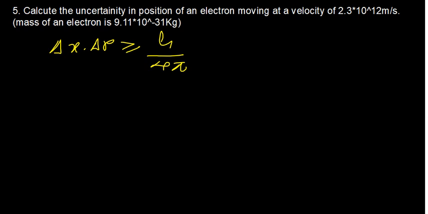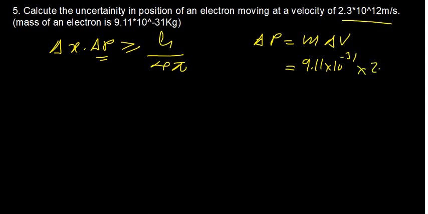Now we want to first find the change in momentum. We assume this electron was coming from rest, then the change in momentum is going to be mass times the change in velocity, because momentum is simply mass times velocity. So the mass of an electron is 9.11 times 10 to the power negative 31 kg multiplied by the change in velocity, that is 2.3 times 10 to the power 12. So let's see what that gives us.